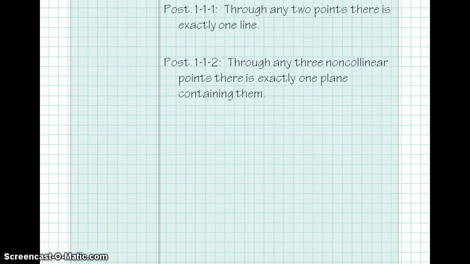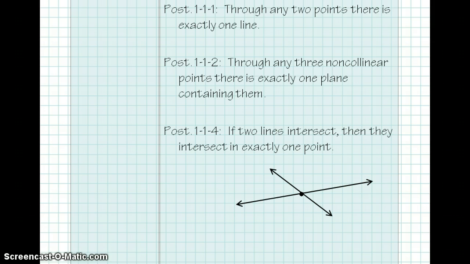The next one is kind of similar, although it's a little bit harder to visualize. Through any 3 non-collinear points, there is exactly 1 plane containing them. It translates pretty well from the line idea to the plane. If 2 lines intersect, then they intersect in exactly 1 point. Again, you can test this out for yourself. If you draw 2 straight lines, you can't get one to double back and cross the other line again. It's only going to intersect in 1 point.